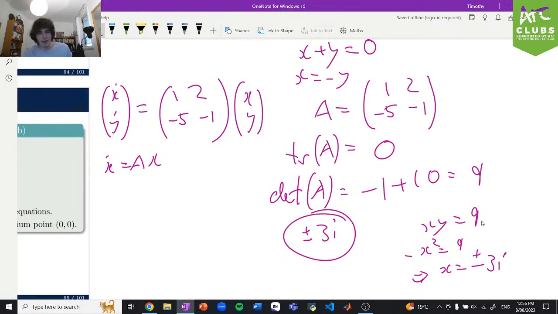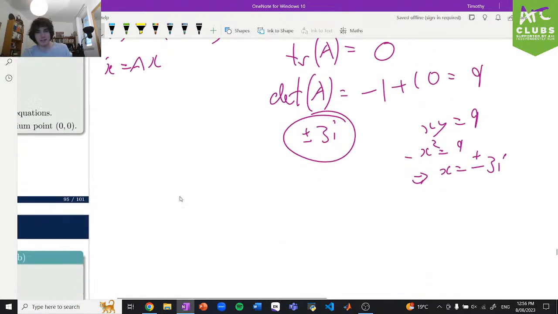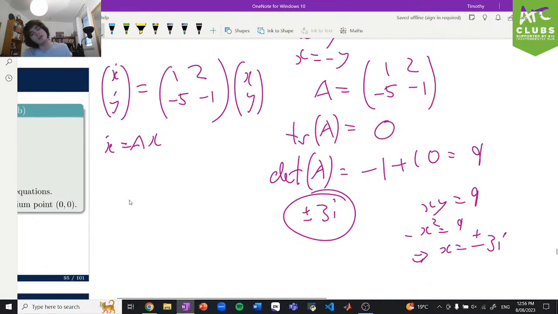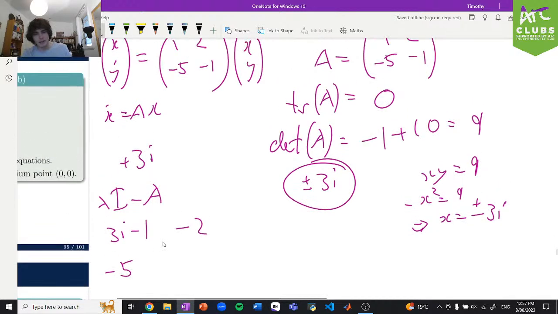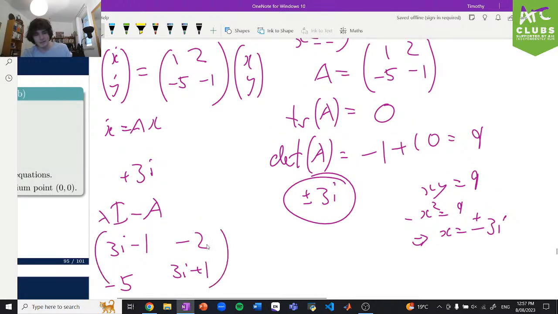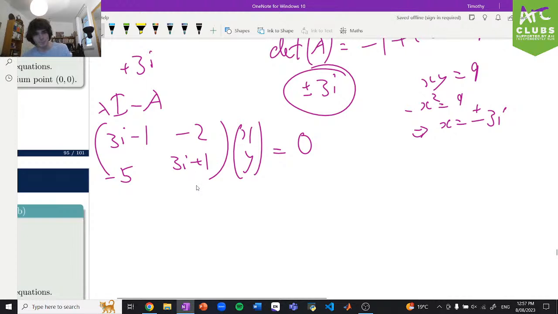Let's go about finding our eigenvectors, which is really cool. In order to do that, we have to subtract. Let's find the eigenvectors of minus 3i. Well, let's actually do plus 3i. The way we do that is, of course, lambda times I minus A. So in this case, we're going to get 3i minus 1, minus 2, minus 5, and then 3i plus 1. And we want to find some x and y where this is equal to 0. Now, if you can do that in your head, big props to you. You are evidently gigantically brained.